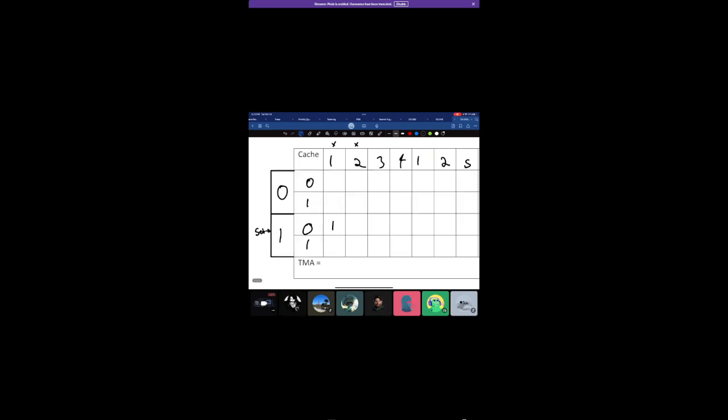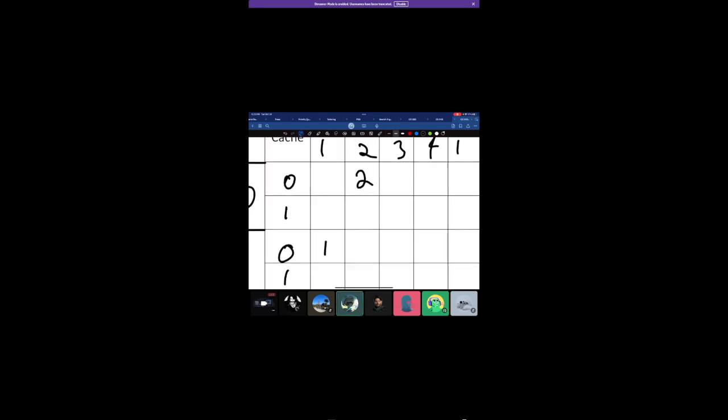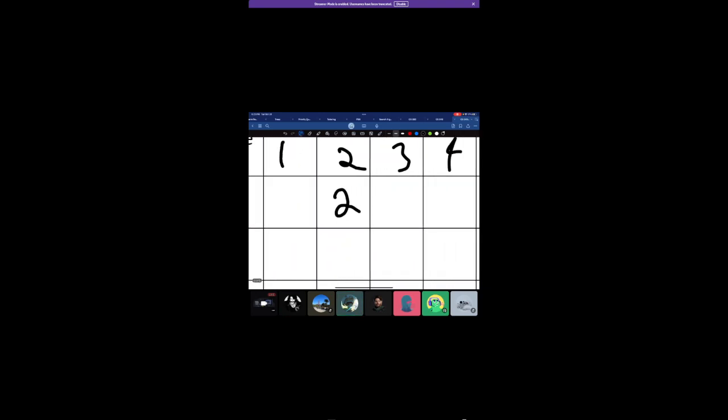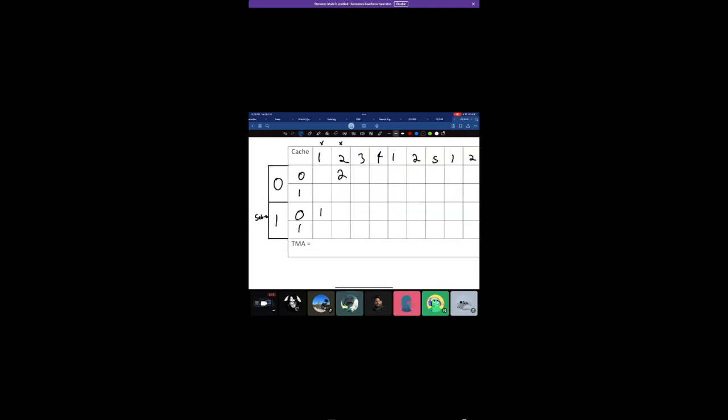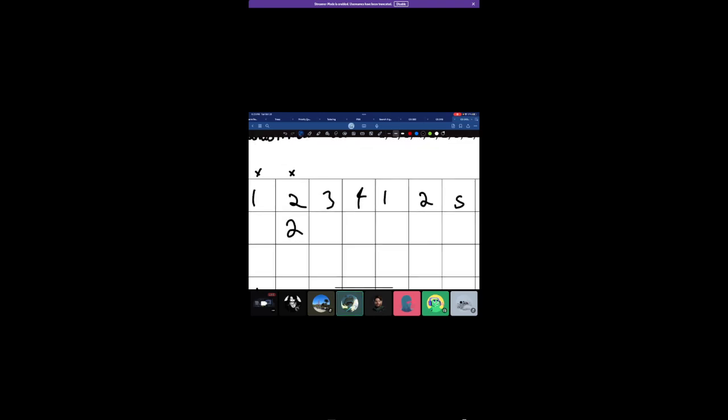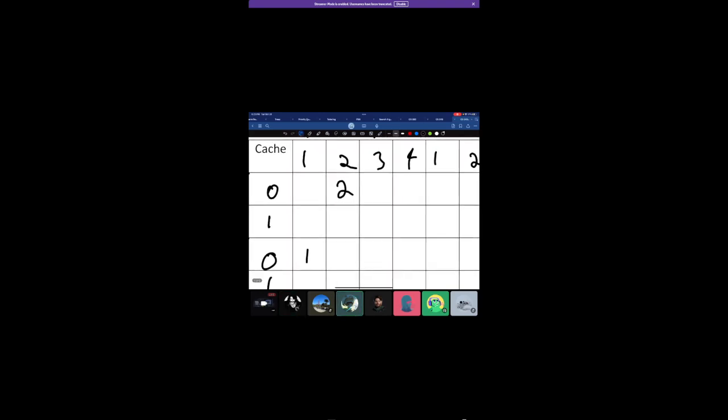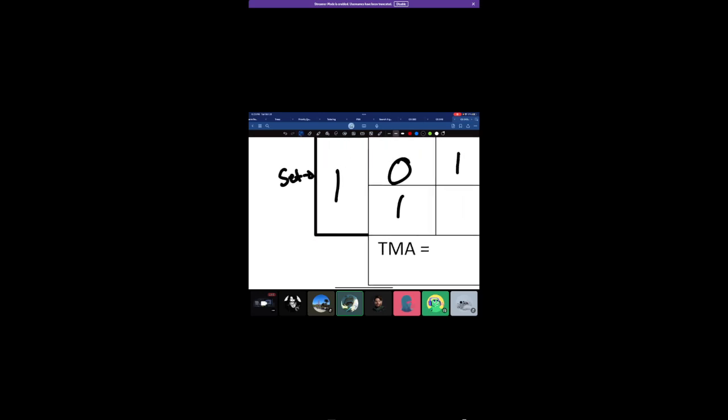0 goes into set 0, in the first position of the set, which is 0. 3, we get a miss. 3 mod 2 is 1, so we go into set 1. The next available position is index 1, so that's going to go right there.